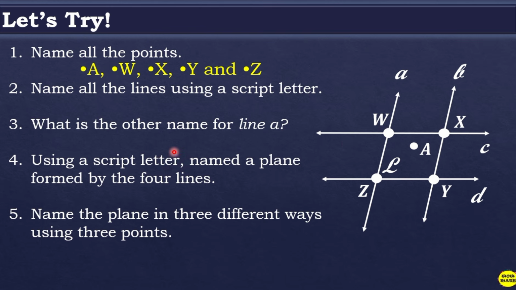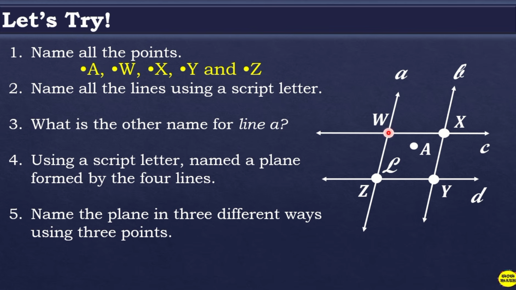Okay, so next, name all the lines using a script letter. So, ito, meron tayong 4 lines. 1, 2, 3, 4. Okay, meron tayong 4 lines. Kaya lang, ang gusto niyang pangalan dun sa 4 lines ay script letter. Okay, so, alin ba dito yung name ng line na naka-script letter? So, ito, this is line WZ. Okay, pero hindi 2 points ang hinihingi sa pag-name ng line, kundi script letter.